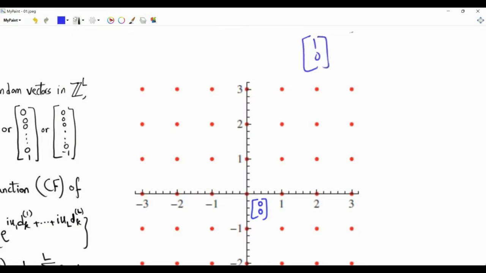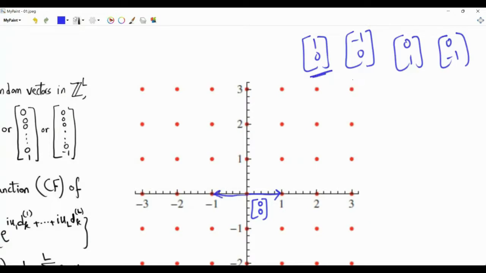These are (1, 0), (-1, 0), (0, 1), (0, -1), which means that we either move one step to the right if we use this vector, or one step to the left if we use that vector. We can move along the vertical direction. So if we use this vector as our step, then we move upward. If we use this one, then we move downward. We choose one of those vectors with equal probability. So each one of those vectors can be chosen with a probability equal to 1/4.